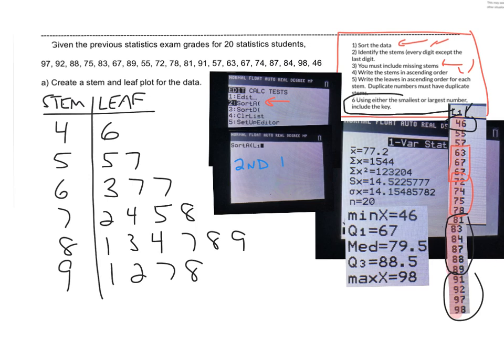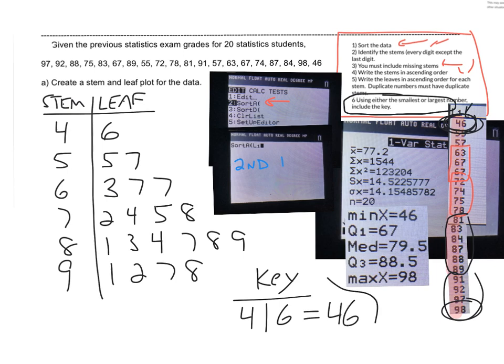Using either the smallest or the largest number, so either using 46 or 98, you must include the key. So you're going to write the word key. I'll use 46, so the stem is 4 and the leaf is 6, and that represents the number 46. The key is going to be vital because it tells the reader what these numbers represent.